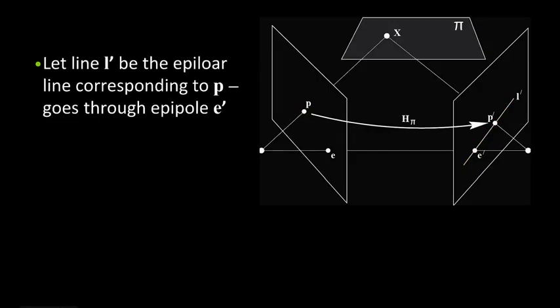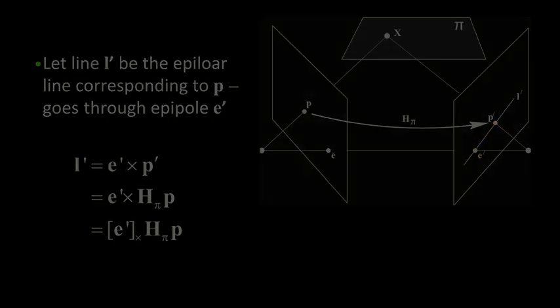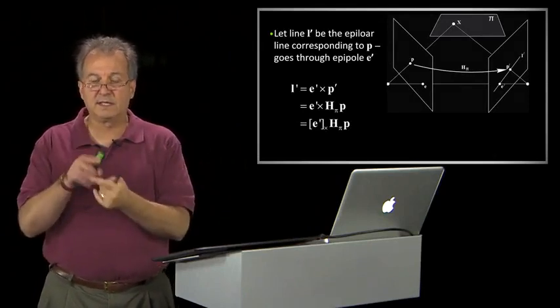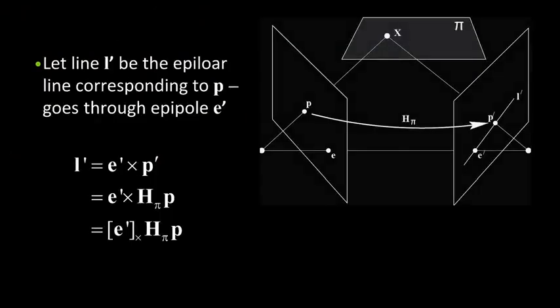Okay, so L is that epipolar line. How do I find this line? Well, remember, this is a line that goes between 2 points. If you remember, in projective geometry, if I have 2 points and I want to find the line that goes through them, I just take the cross product. That was one of the cool things about projective geometry. You give me 2 points, take the cross product, you get the line. Give me 2 lines, take the cross product, you get the point that's the intersection between them. So here I just wrote that L prime is just going to be the cross product of E prime and P prime.